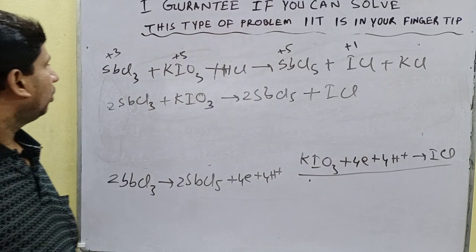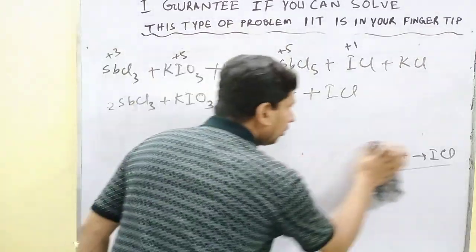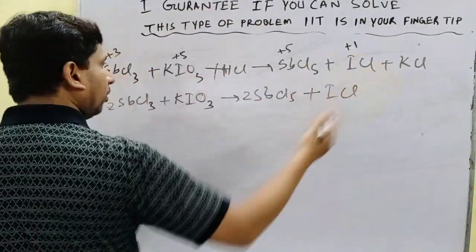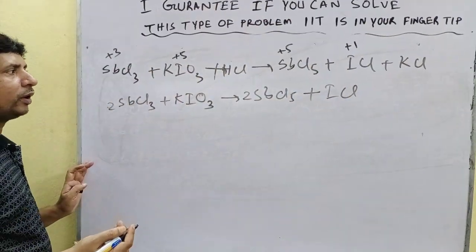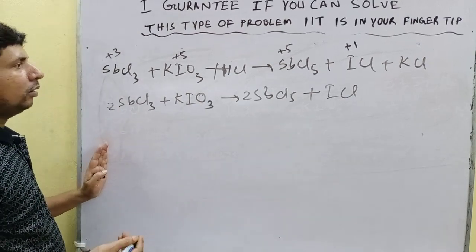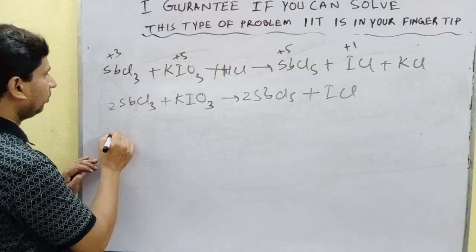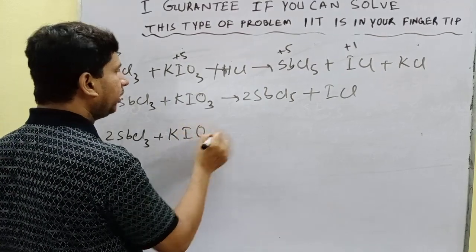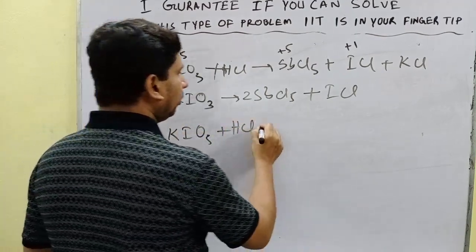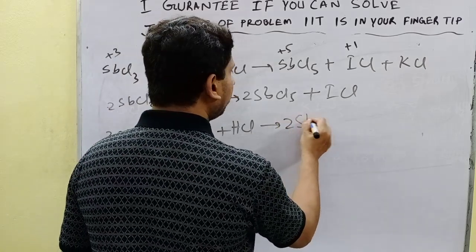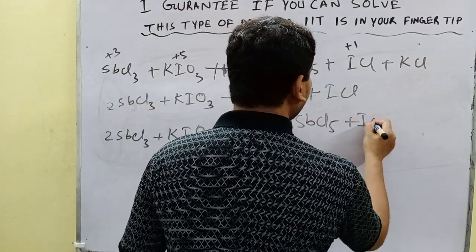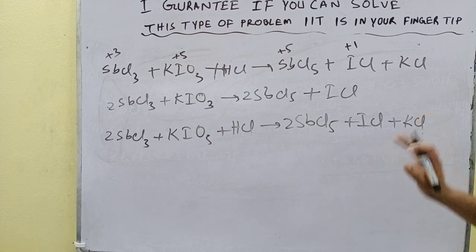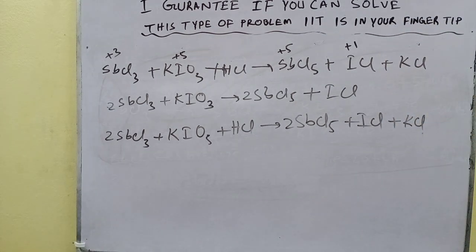So to balance potassium, we can write on the left hand side potassium chloride, and here HCl. So 2 HBrCl3 plus KIO3 plus HCl gives 2 HBrCl5 plus ICl plus KCl. So this Cl comes from the HCl.